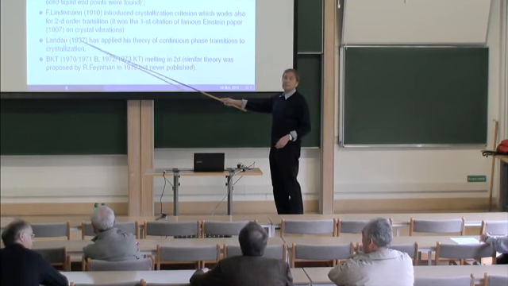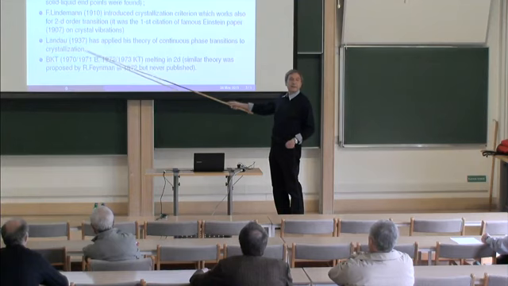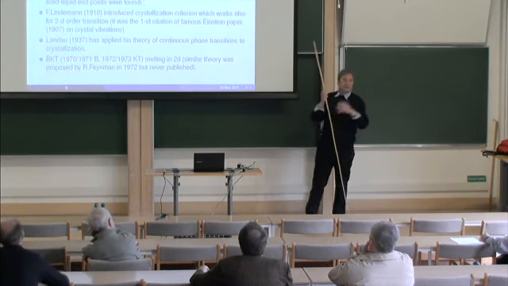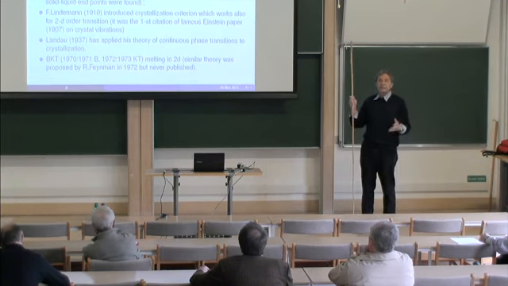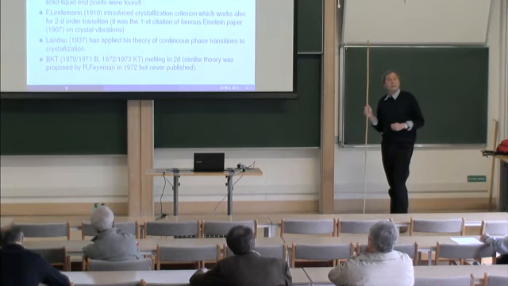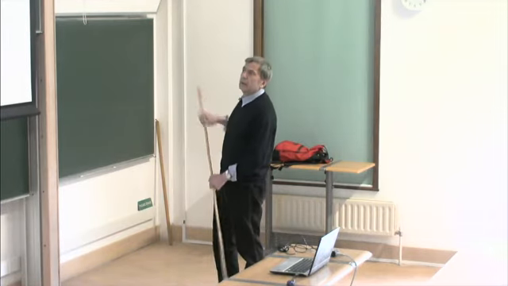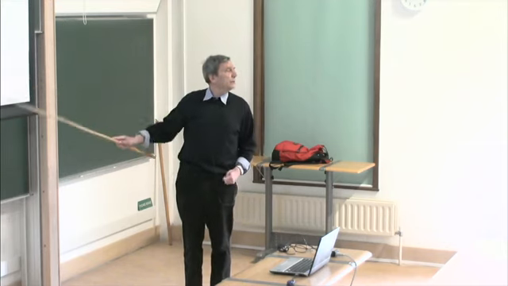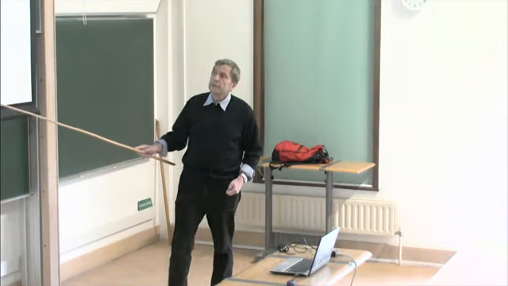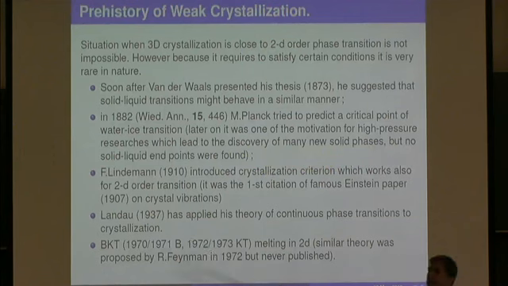Next name to mention, Landau. In 1937, he applied his theory of phase transition, second order phase transition, to crystallization. Therefore, assuming that crystallization could be realized as a weak first order phase transition. Of course, it's a very incomplete list of names, so just a few names to add about unconventional crystallization transitions. It's Berezinskii, Kosterlitz, Thouless, who discussed in 73 the possibility of crystallization via a dislocation mechanism.